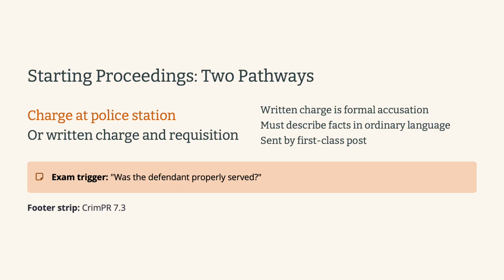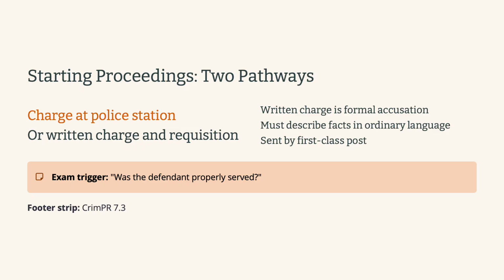The second pathway, increasingly common for summary matters, is the written charge and requisition. This is a purely postal procedure. The prosecution sends a formal document to the defendant's last known address via first-class post. The written charge is the formal accusation. It must describe the facts and essential elements in ordinary language the defendant can understand. This is not about legal technicalities. It's about clear communication of what is alleged.